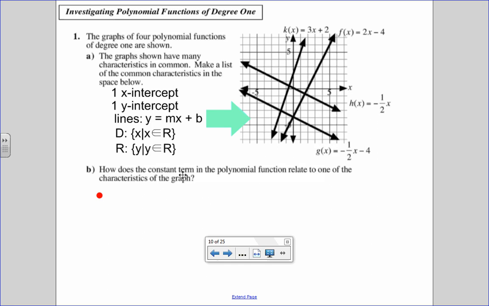Now, how does the constant term relate to the characteristic? The constant term, look here, constant term of 2, y-intercept of 2. Constant term of -4, y-intercept of -4. So the constant term, the b value, will always be the y-intercept.